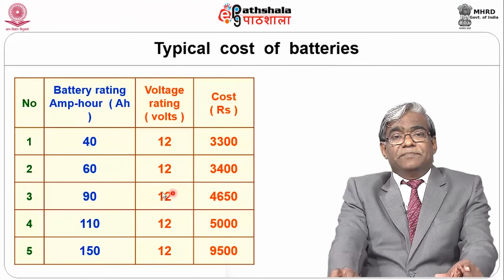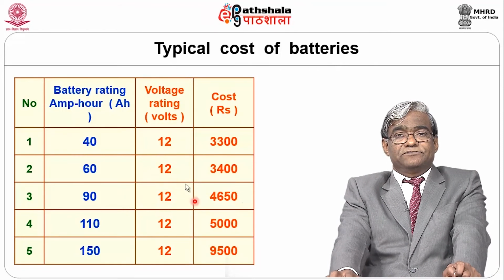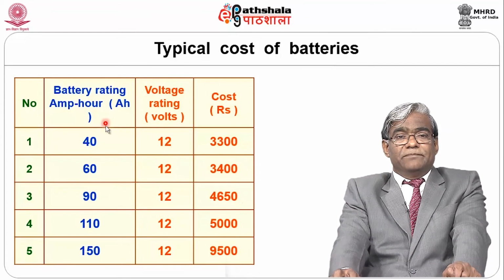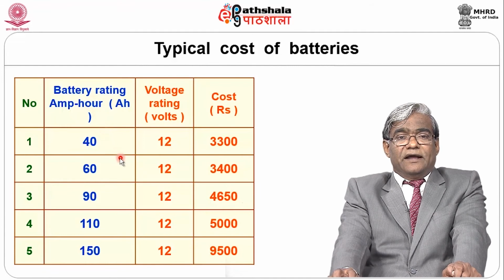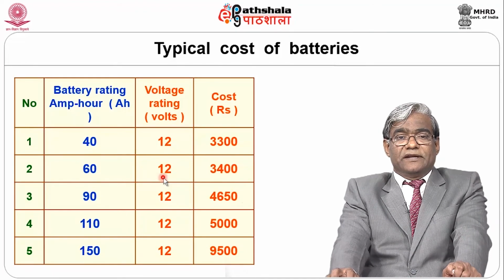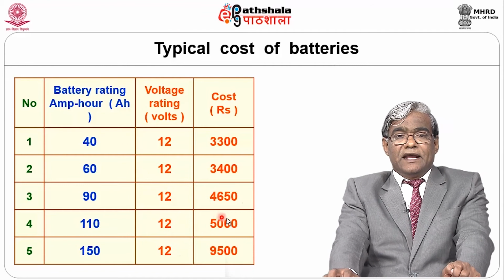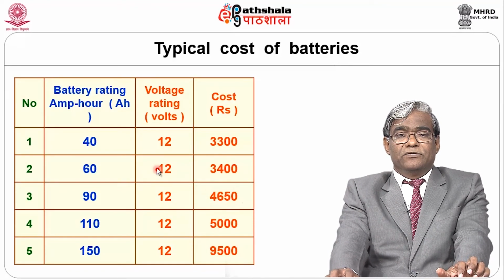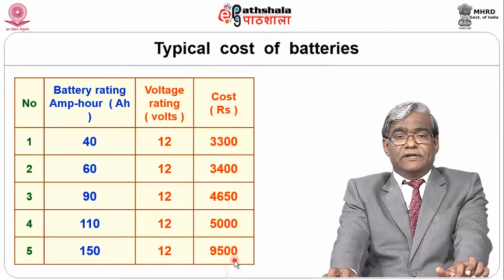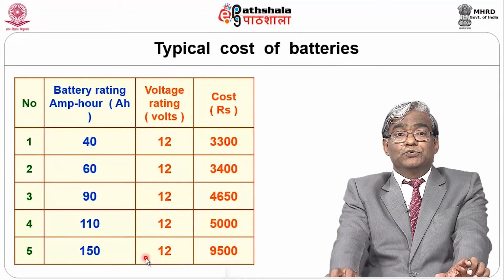And this is the typical cost of the batteries. Here we have battery rating in ampere hour: 40 ampere battery, 60, 90, 110 and 150, and the voltage rating is about 12 volt batteries. The cost of the 40 ampere hour battery is about 3300, it varies, and then it reaches about 9500 when it is about 150 ampere hour. So, we can choose the battery according to our need.